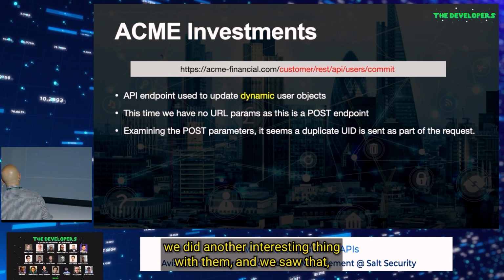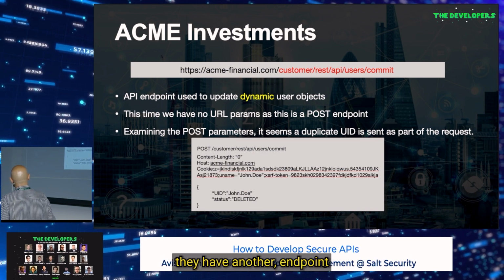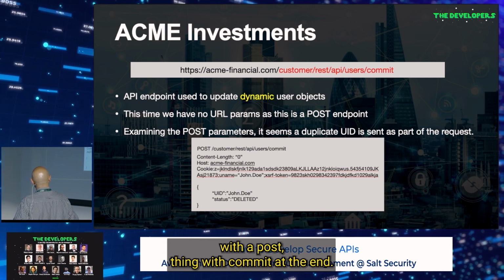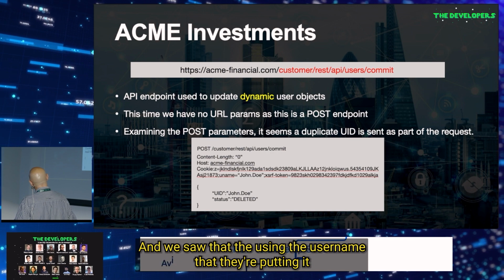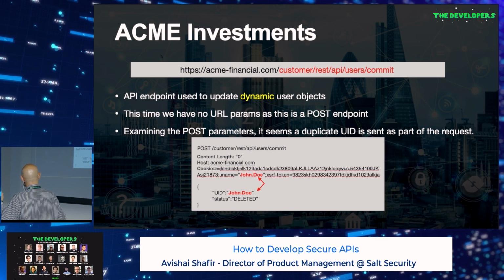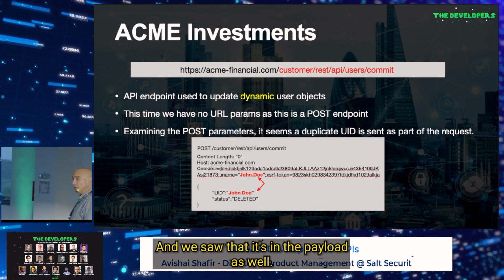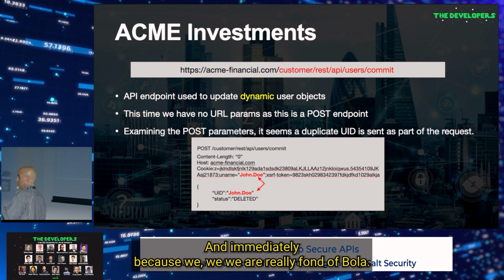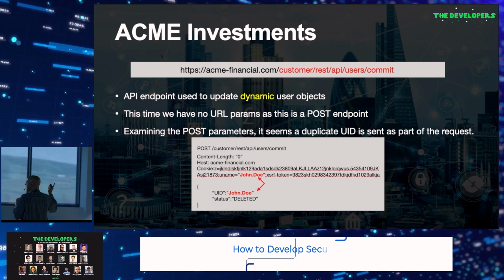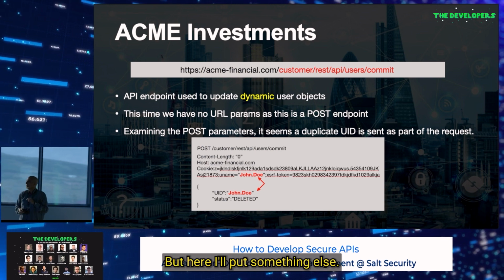We did another interesting thing with them, and we saw that they have another endpoint with a POST request with commit at the end, and we saw that they're using the uname, they're putting it in two places. Once here, John Doe, in the cookies as the authentication token, and it's in the payload as well. And immediately, because we are really fond of BOLA, we thought, interesting, what will happen if I keep this the same, but here I put something else.